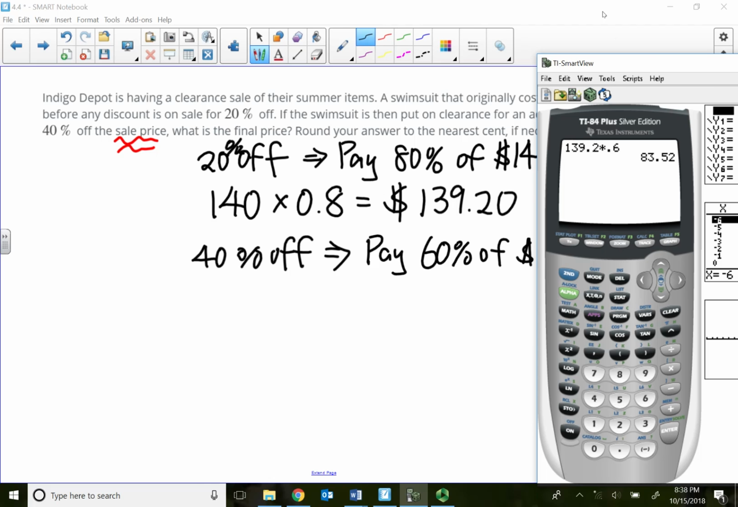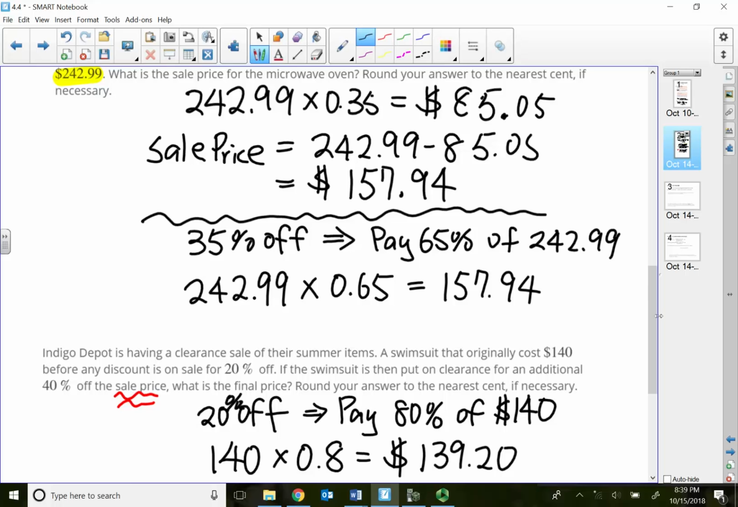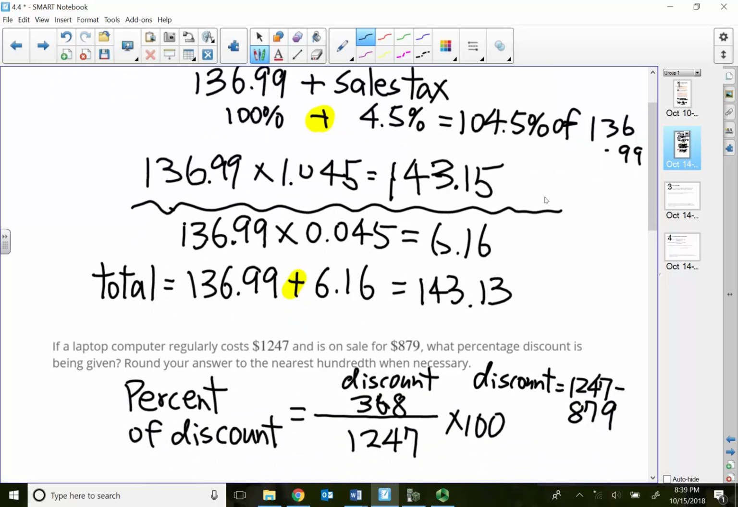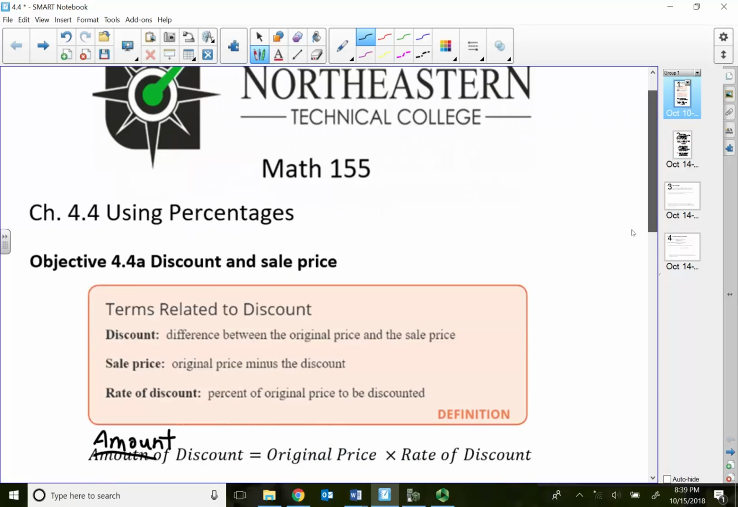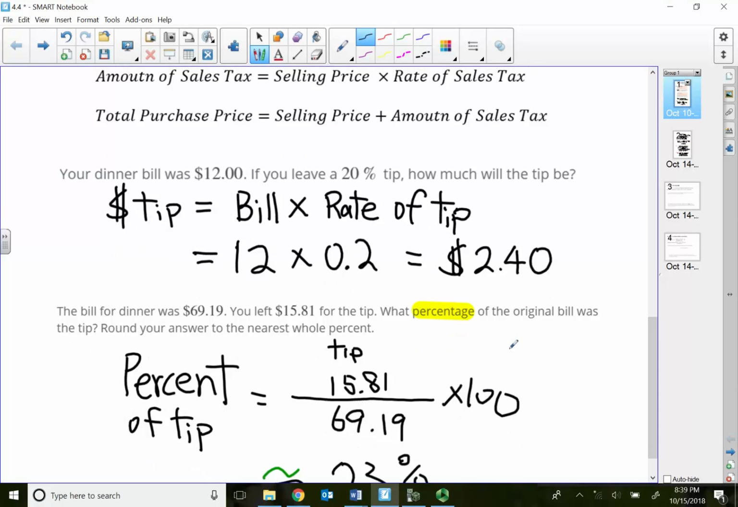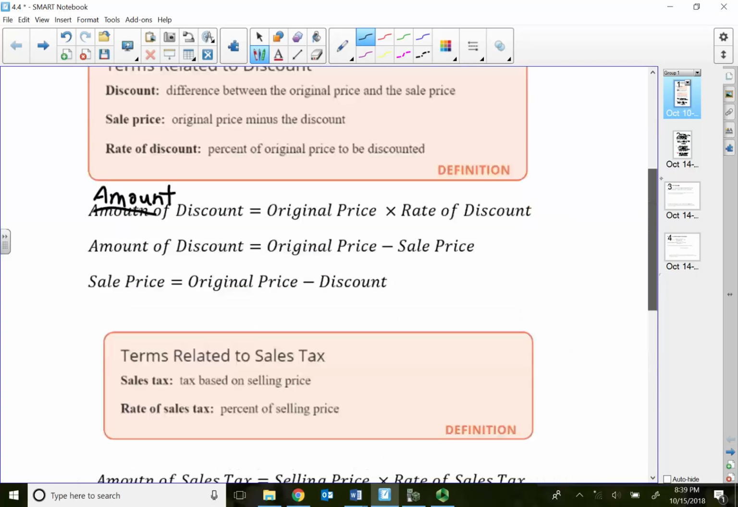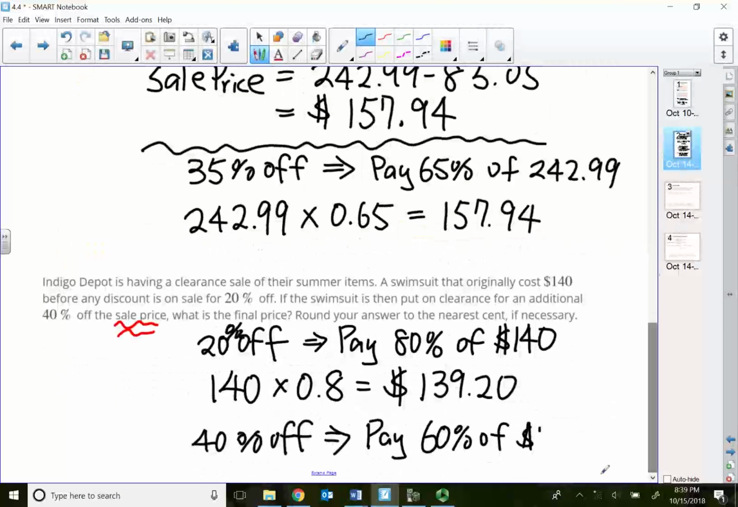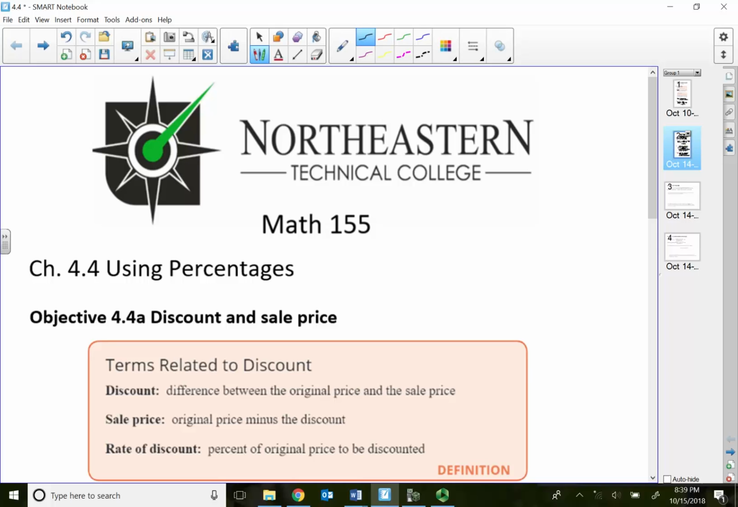All right. So in this lecture video, we just kind of mixed the problems up. There's a discount problem, a sales tax problem, and a problem involving tips. Basically, all these examples we just did, we still use those percent equations to help us solve. All this is basically working off those three percent equations. All right, that will conclude this lecture video on discount and sale price. Thank you for watching.